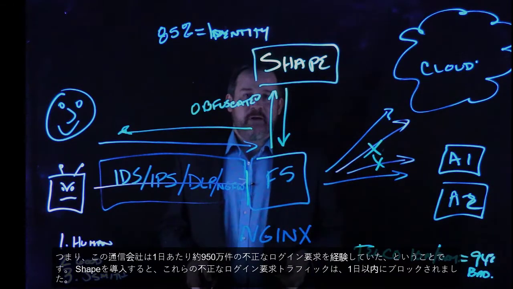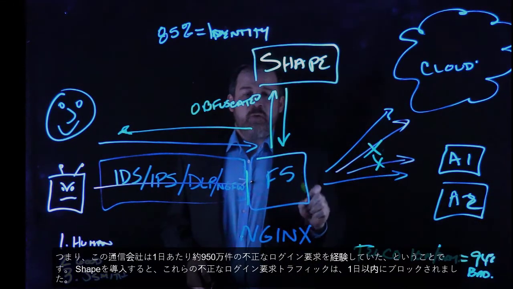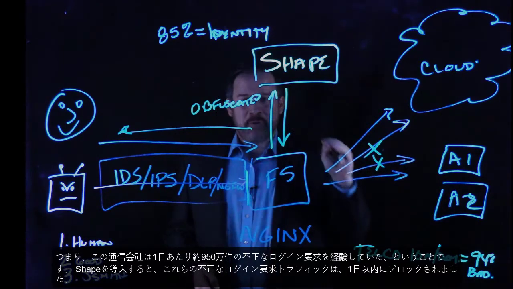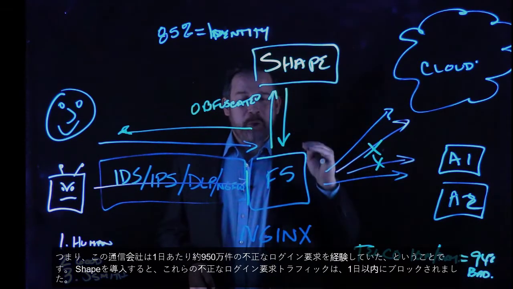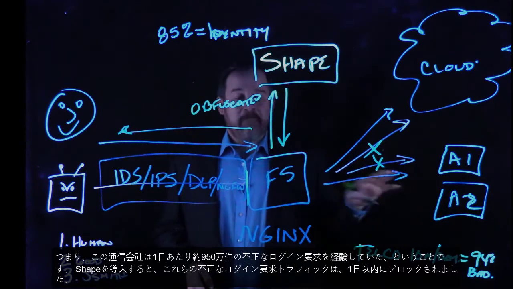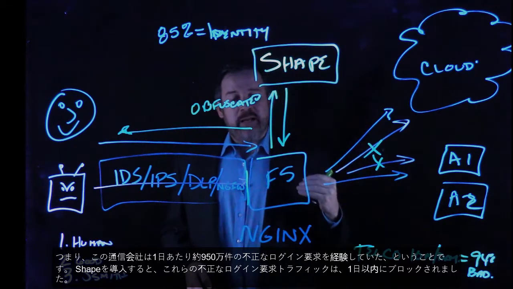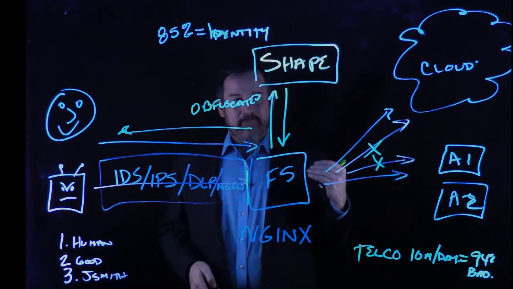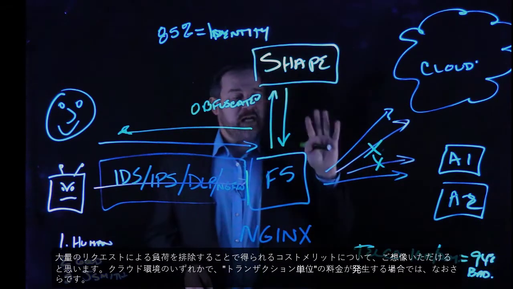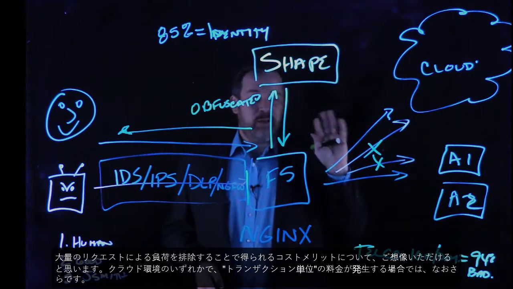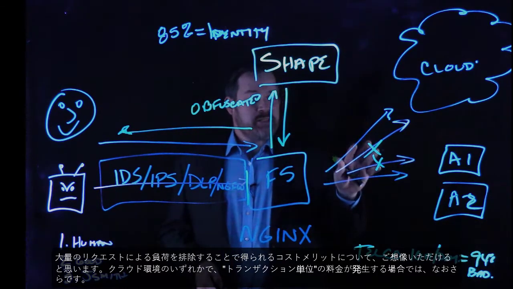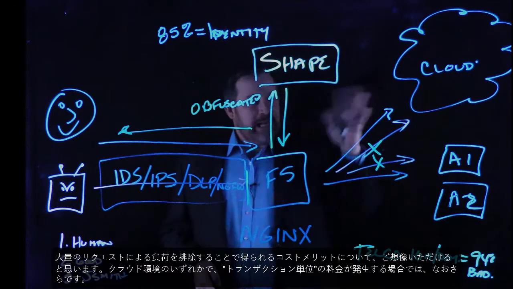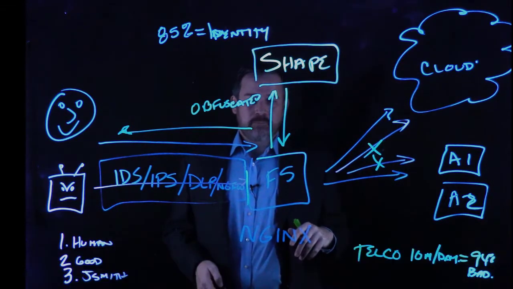Okay, let's put that in perspective a little bit. This telco was experiencing approximately 9.5 million fraudulent login attempts per day. When we implemented Shape, it mitigated those fraudulent login requests within a day. And I'm sure you can see the cost benefit to eliminating that load of so many requests on the system, especially if there was any sort of per transaction charge anywhere in their cloud environment.